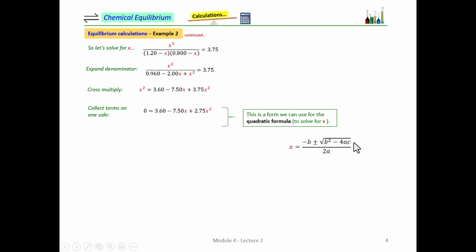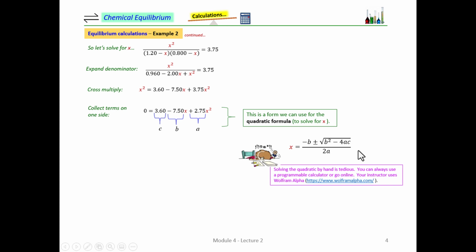The quadratic formula being this expression right here for x. And you ask, well, what are a, b, and c? We get those values from our equilibrium constant expression that we put in this form. So the value in front of the x squared term here is a, it's plus 2.75, that would go in this quadratic formula. B is minus 7.5, and C is plus 3.60. So if we put these values in for x, we'll end up with two values of x.